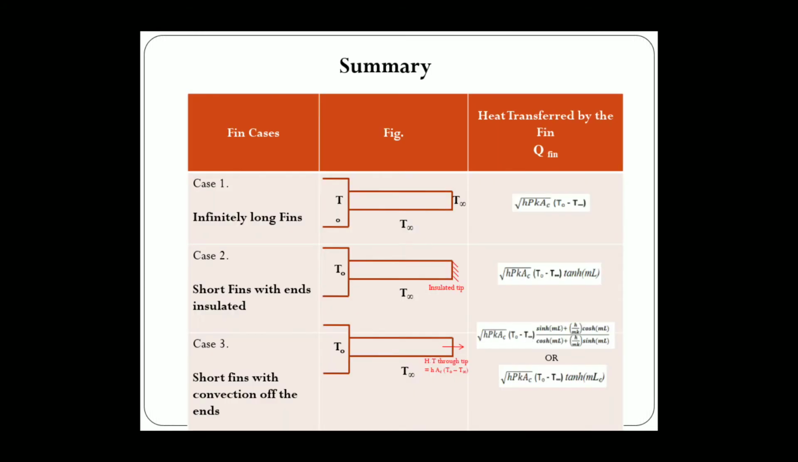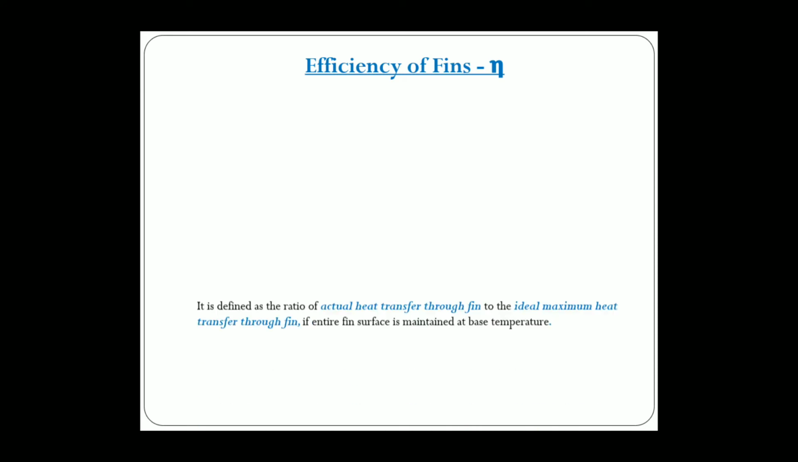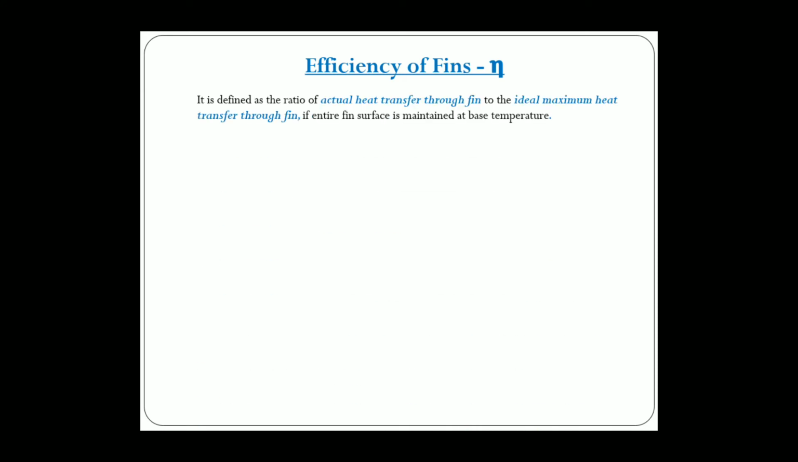So this table summarizes the different cases that we have already discussed. It also shows the heat transferred by the fin for each case, which will be required while discussing the efficiency for each individual case. The efficiency of a fin is represented by the symbol eta, and it is defined as the ratio of the actual heat transfer through the fin to the ideal or maximum heat transfer through the fin if the entire surface is maintained at the base temperature.